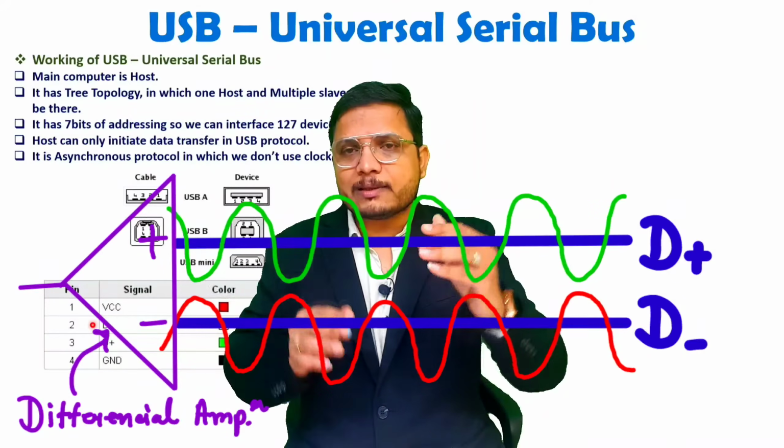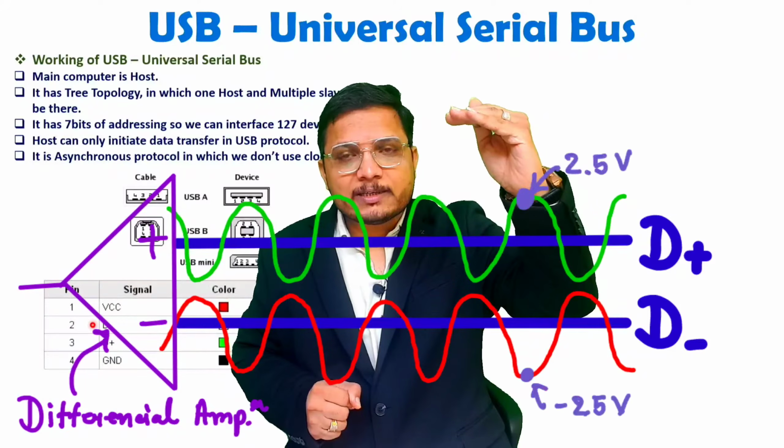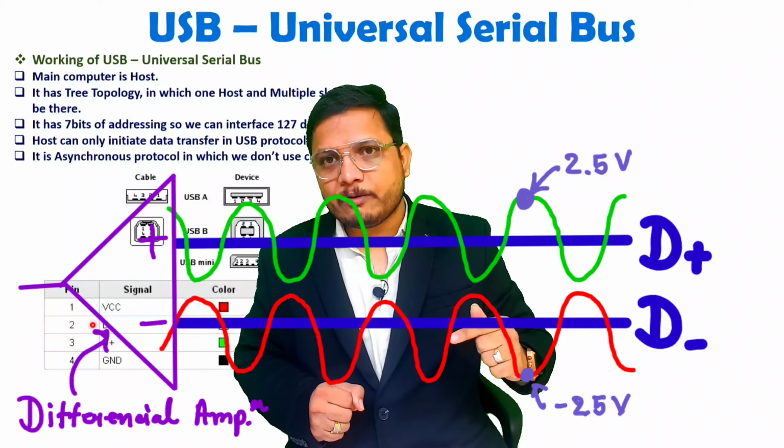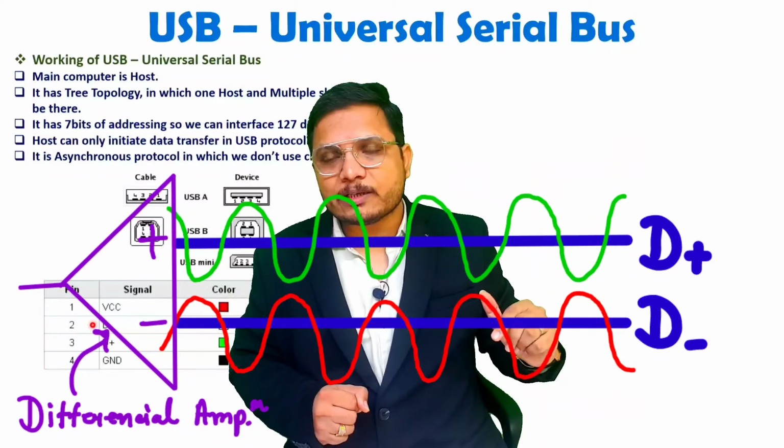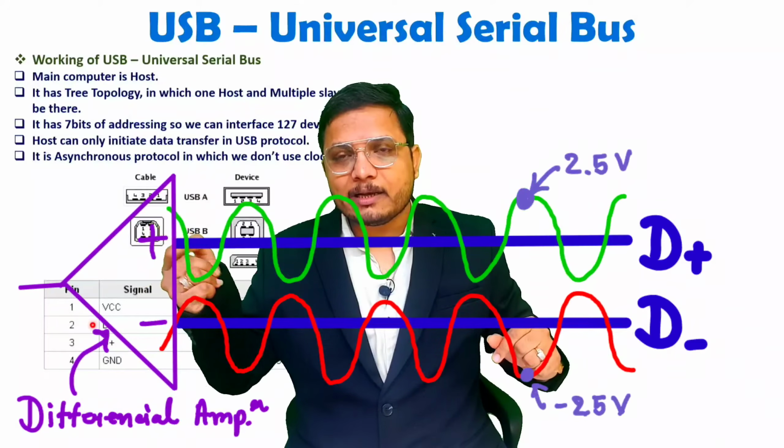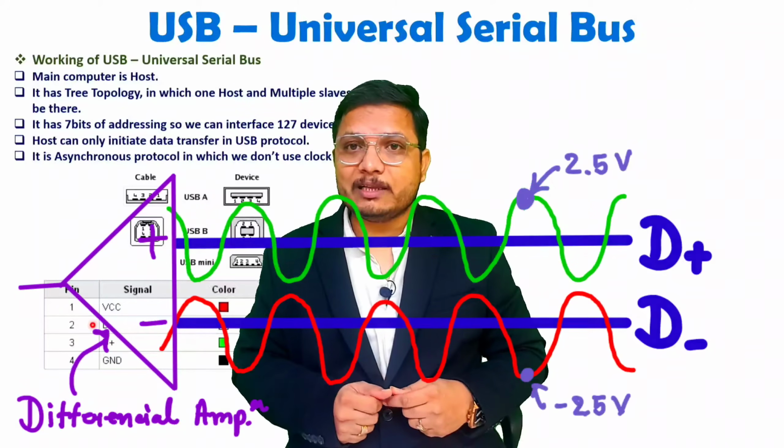Just think about this, like 2.5 volts is there, mirror of that will be minus 2.5, so the difference will be 5 volts, and you are amplifying that too, so the signal to noise ratio will increase, right?